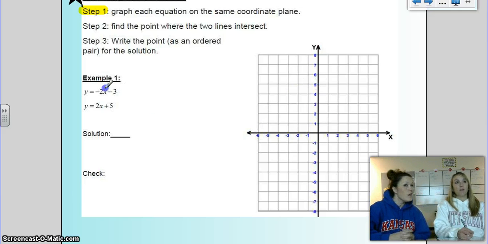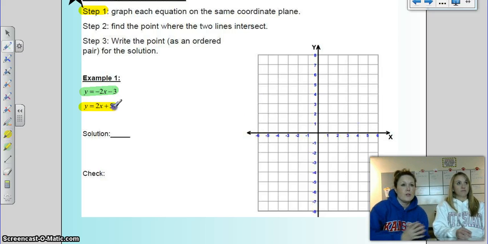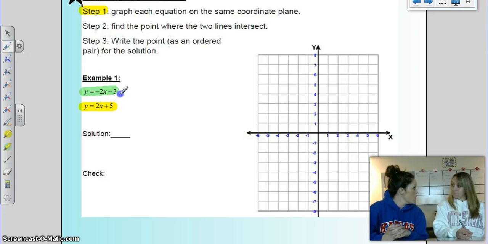So you want to use different colors or highlighters. So I'll do green, and then I need another highlighter. The yellow one? Yeah, I was hoping to get the same color over here. We're good. So we're going to graph that first equation, and it is in slope-intercept form. Great, we know all about this. So I start with my -3 on my y-axis. Put a dot.